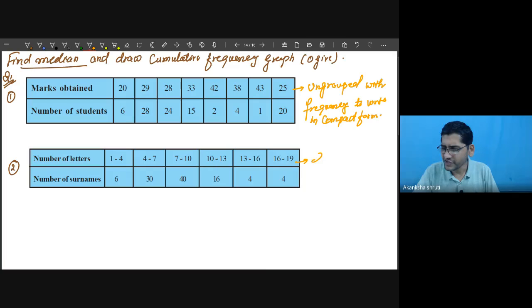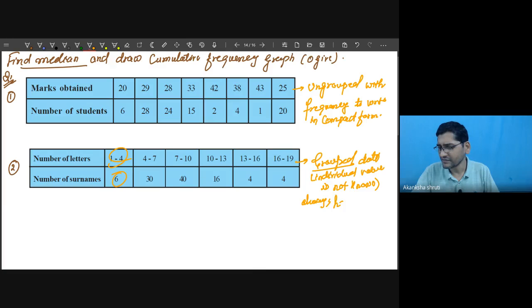So this indicates it is grouped data, where the individual value is not known. Rather, the values fall in the range of 0 to 4. There are 6. It is simply that. So for grouped data, we always have frequency. So understand this thing. These things are very easy, but the students are not understanding.